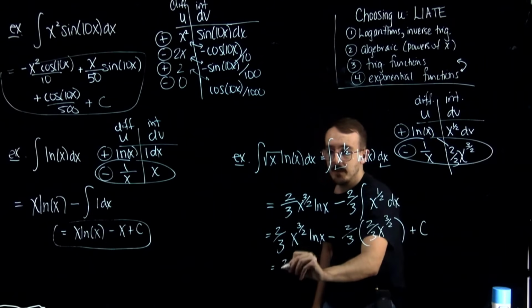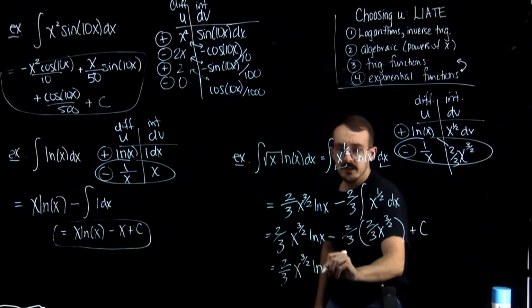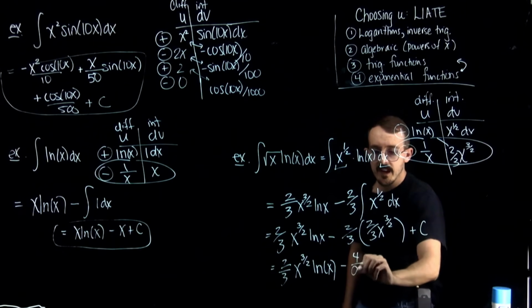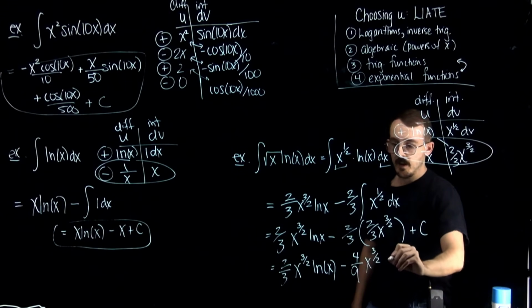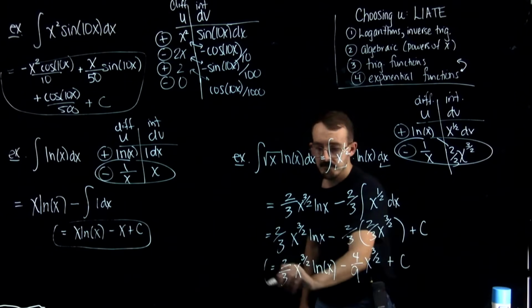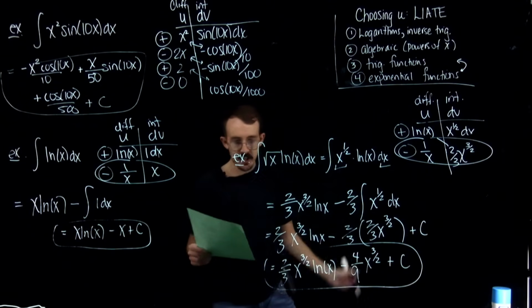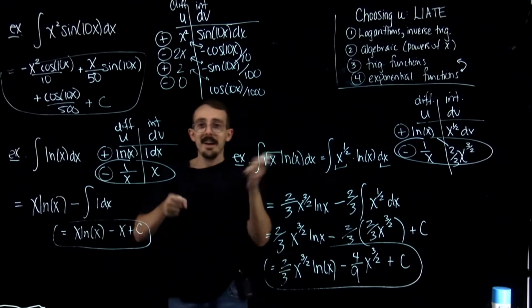And if I want to write my complete answer, it's going to be 2/3 x to the 3/2 ln x minus 4/9 x to the 3/2 plus c. And there's my final answer. As usual, I nervously check to see if we're good. I think we're good.